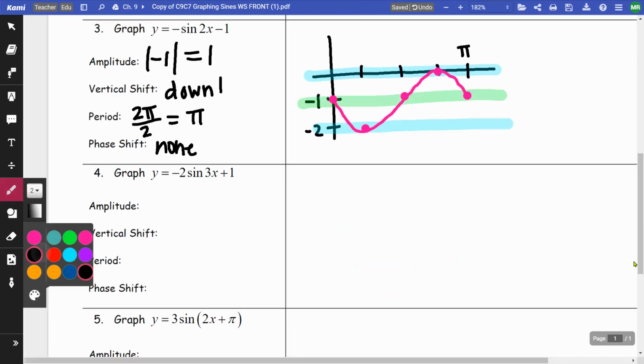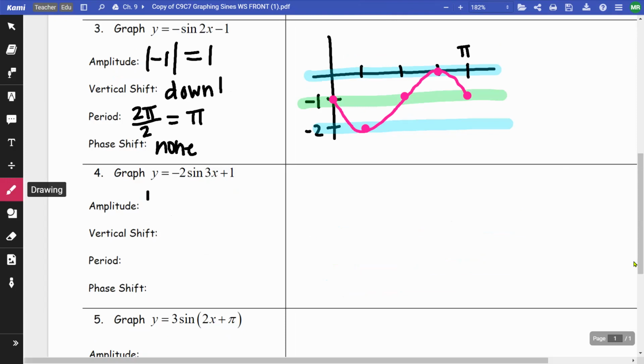On number 4, my amplitude, I take the absolute value of -2, which is 2. My vertical shift is up 1. My period is going to be 2 pi over 3 because of this 3 here. And I have no phase shift, so this is going to be none.